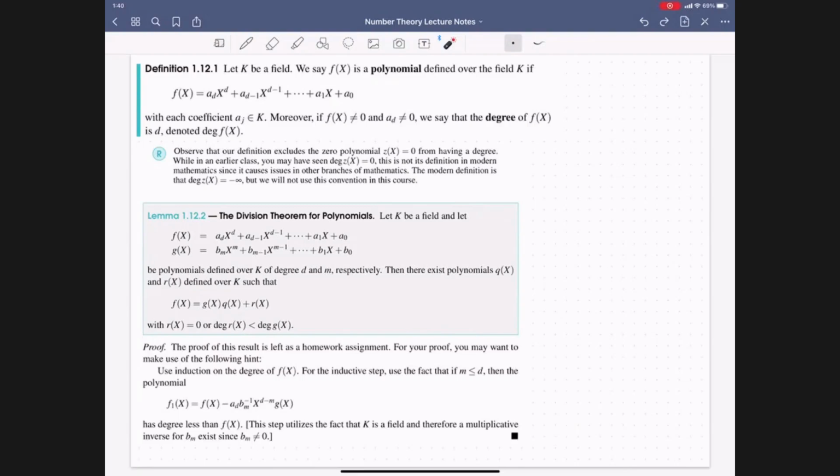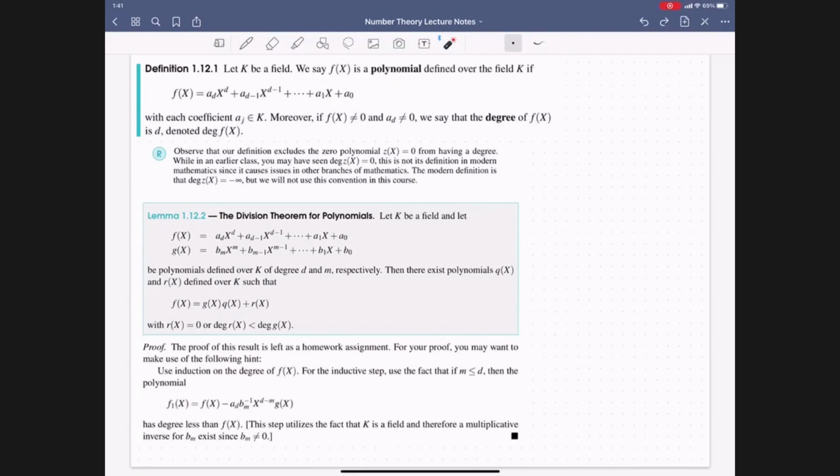Now this result can be proven by induction, and one of the key ideas for it is that in the case when m is less than or equal to d, to use the induction hypothesis, it's useful to make this substitution.